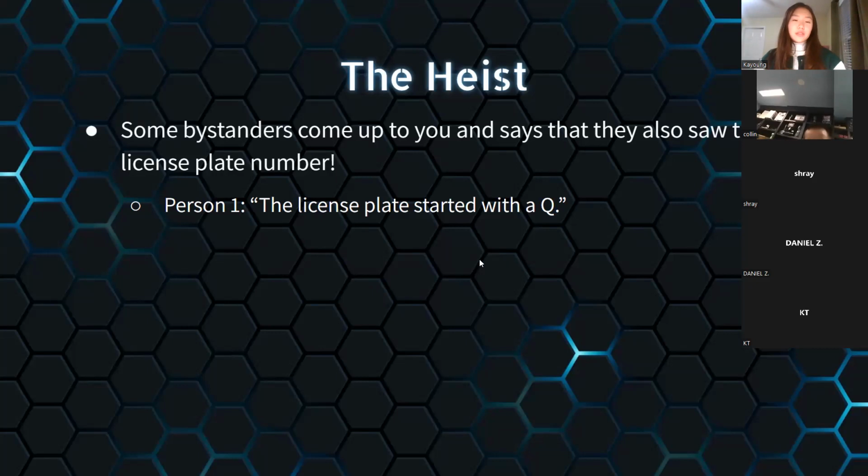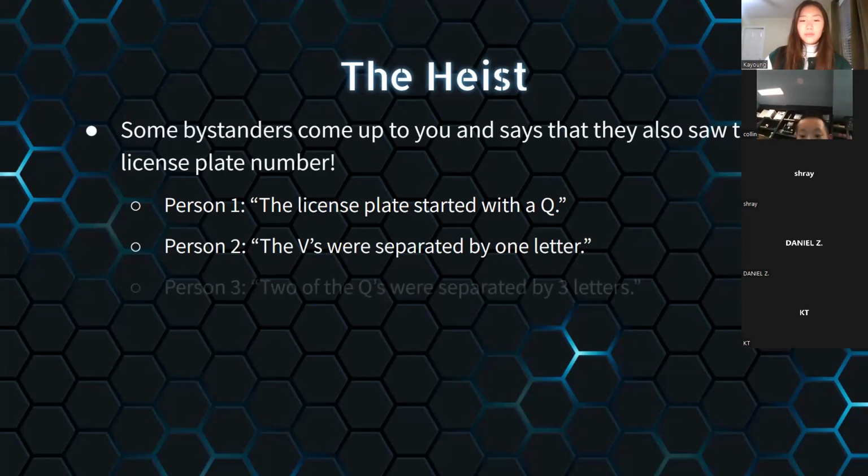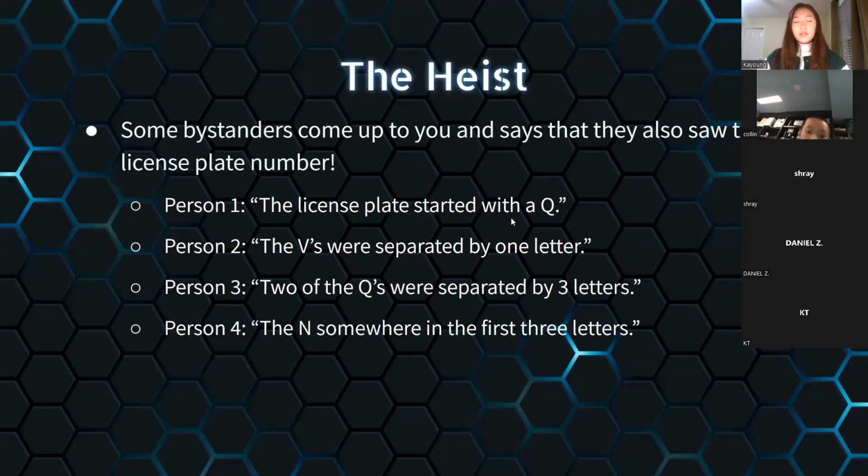So person 1 says the license plate started with a Q. Person 2 says the 2 V's were separated by 1 letter. 2 of the Q's were separated by 3 letters, and the N is somewhere in the first 3 letters. Yes, okay. So let's start.